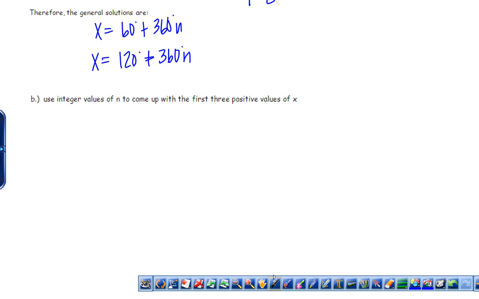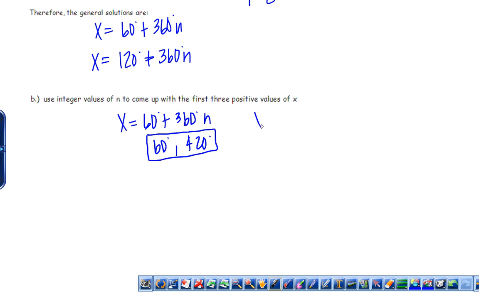So to come up with my first 3 positive values, let's use my small one first. So if I say 360 n, I can plug in a 0 to get 60 degrees, and I can plug in a 1 to get 420 degrees. So there's 2 values. If I use my next one, 120 plus 360 n, looks like I can plug in a 0. Now remember, you could plug in negative values to see if you can still get a positive value here.